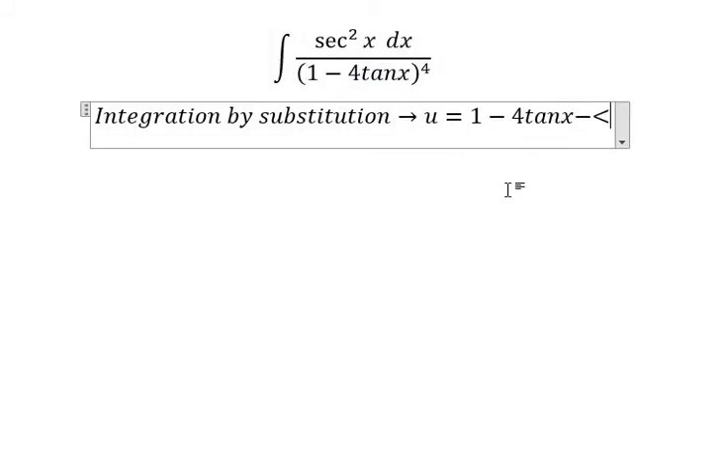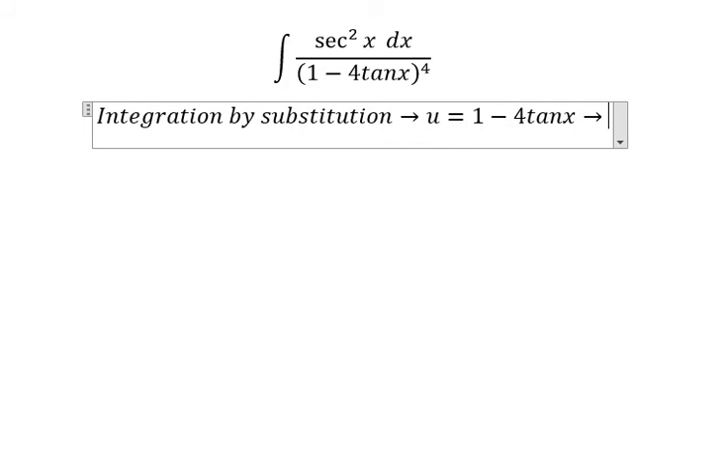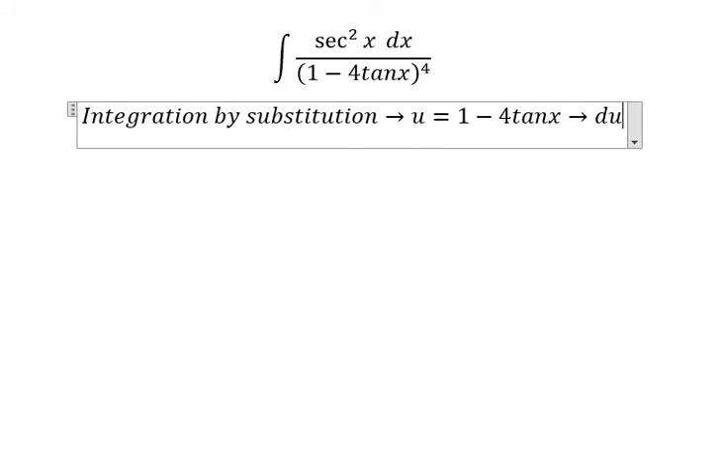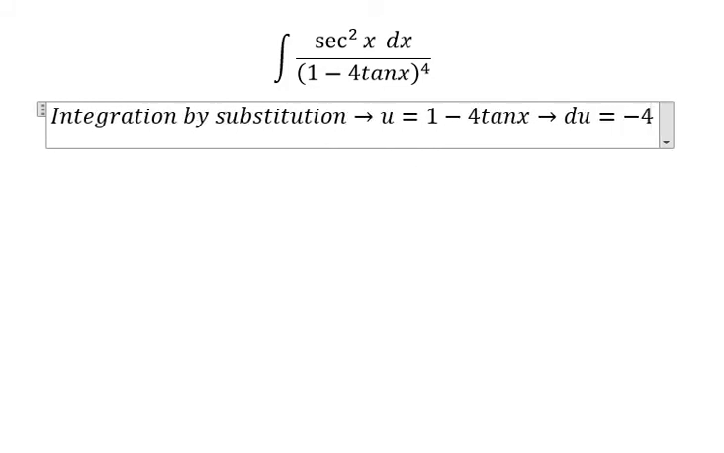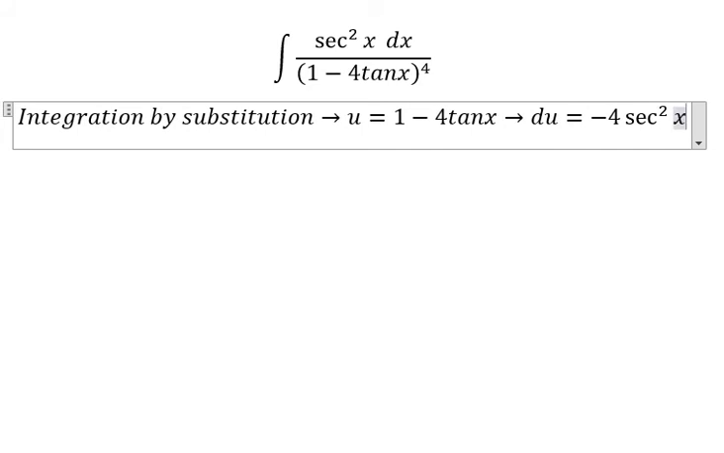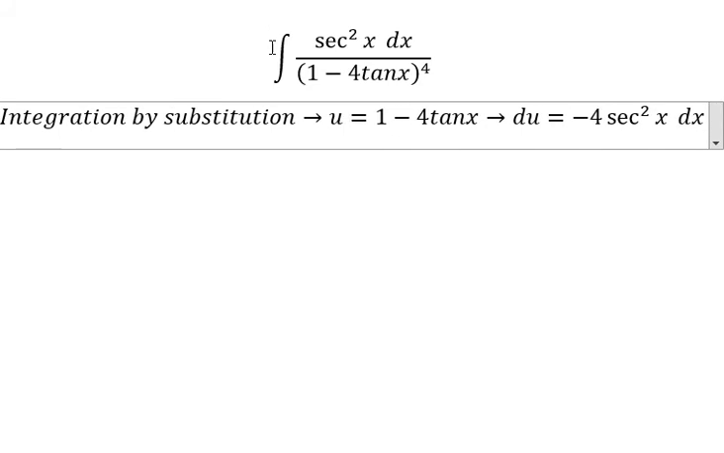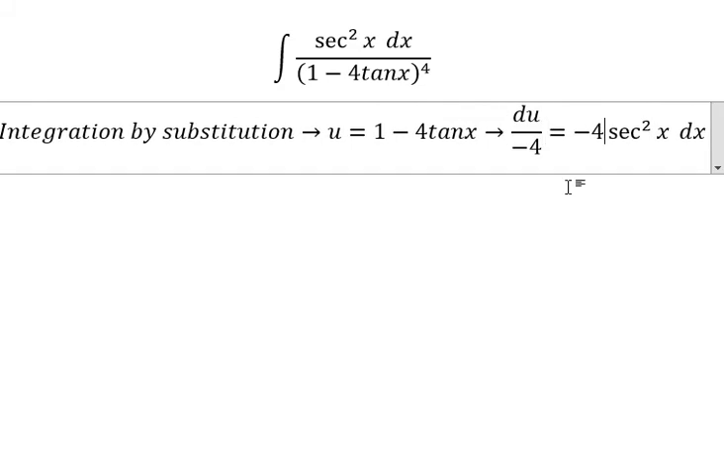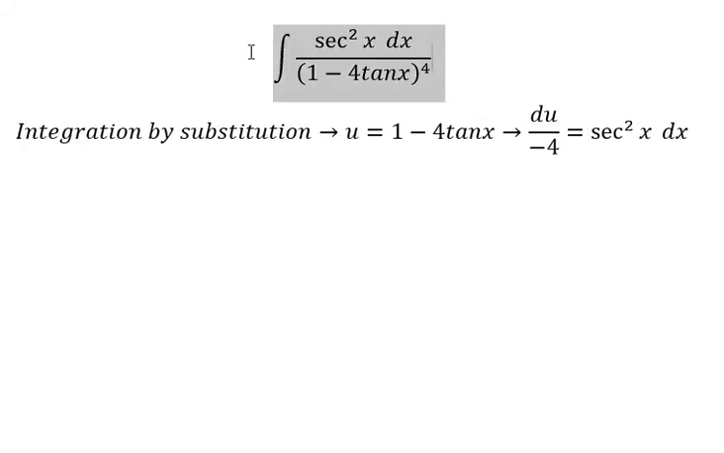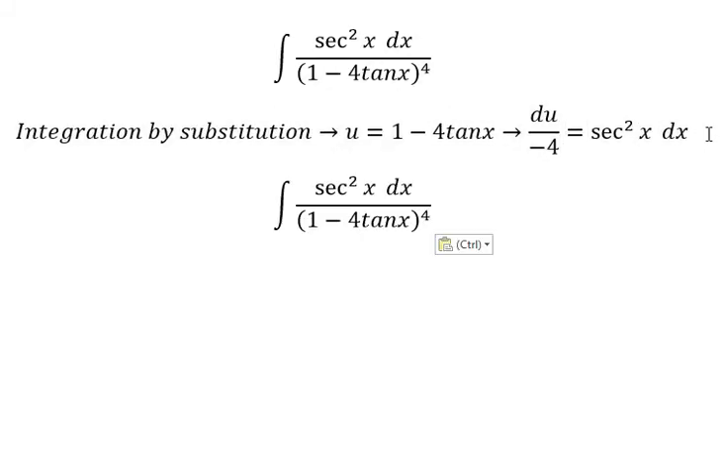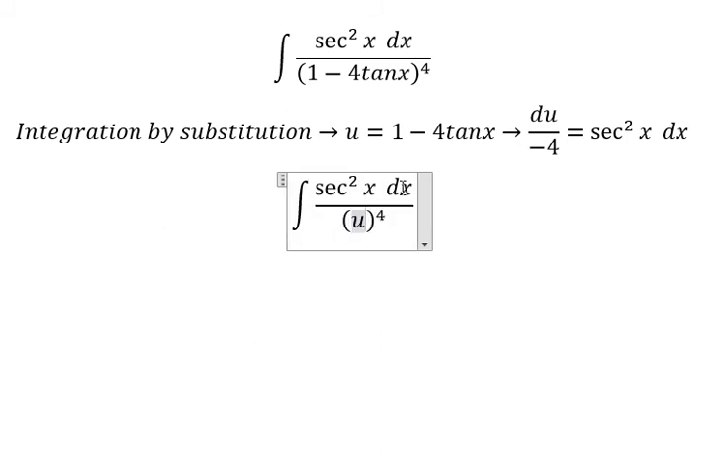Later, we first take the derivative on both sides. So you get du is equal to negative 4 secant squared s ds. Because we don't have negative 4, we divide both sides by negative 4. So this one we change for u, and this one we change for du over negative 4.